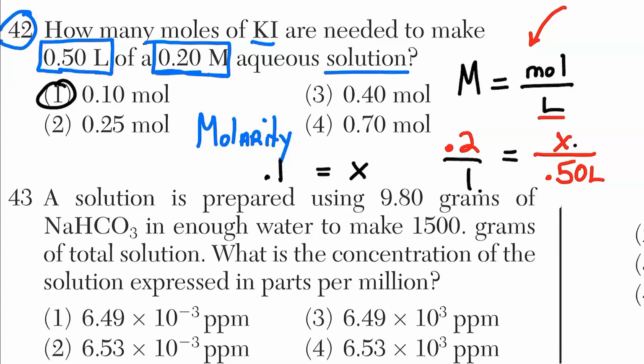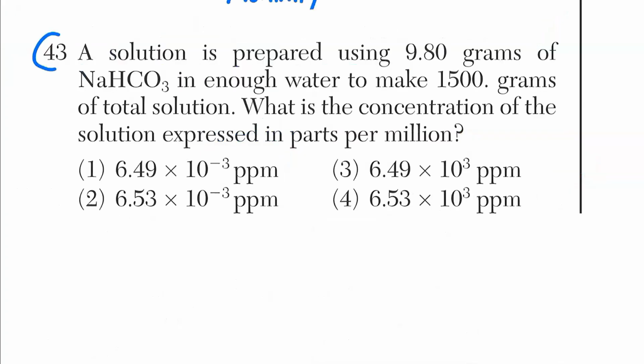So 42 is 1 with the help of table T. Let's do it, people. On to number 43. Number 43, a solution is prepared by using 0.98 grams of sodium hydrogen carbonate. Who cares what that is, but that's not water, so that's what you're dissolving, so that's your solute, in enough water to make that many grams of total solution. What is the concentration of the solution in parts per million?